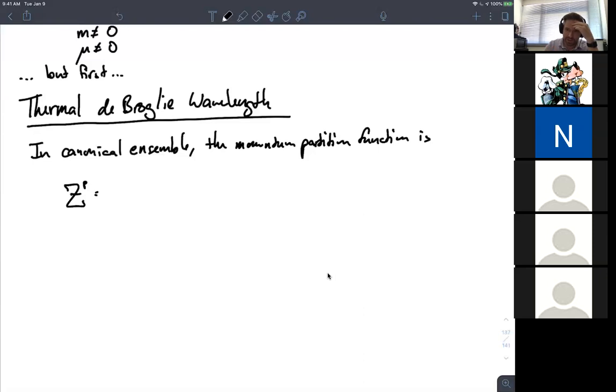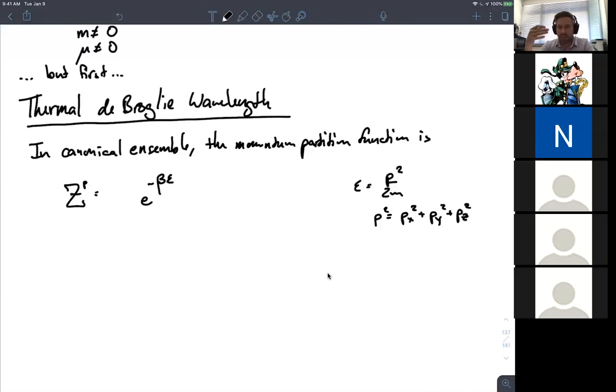The way that you calculate the partition function in the canonical ensemble is you write down the Boltzmann weight, which is e to the minus beta E. This energy in general is going to be some function of the momentum. In particular, if they're free particles, the energy is just going to be the kinetic energy. It's just p squared over 2m, where p squared is the modulus of the momentum vector, so it's just px squared plus py squared plus pz squared.